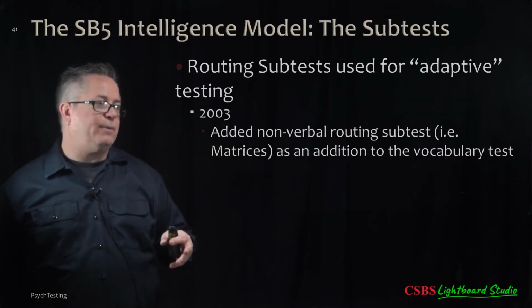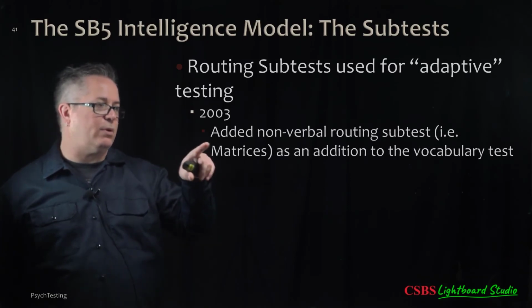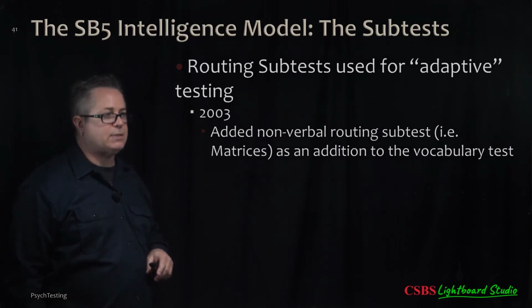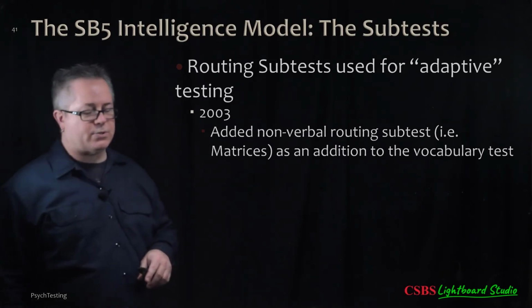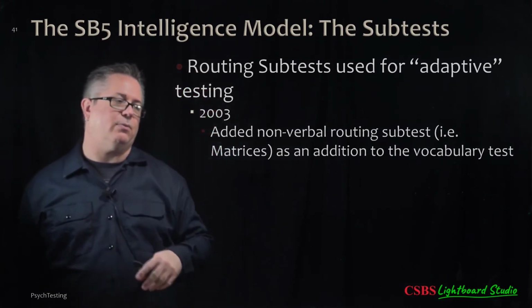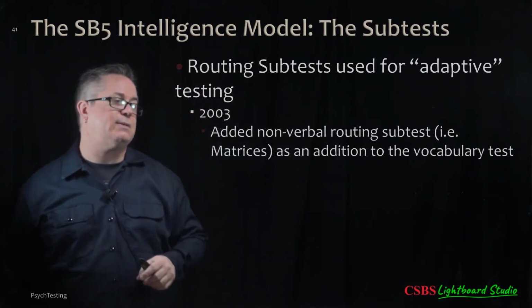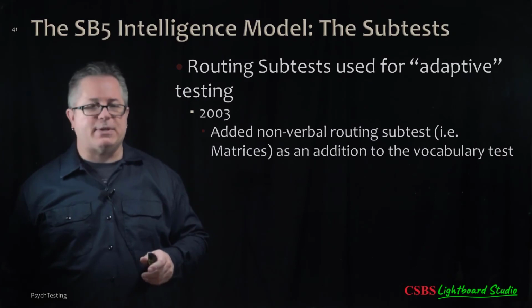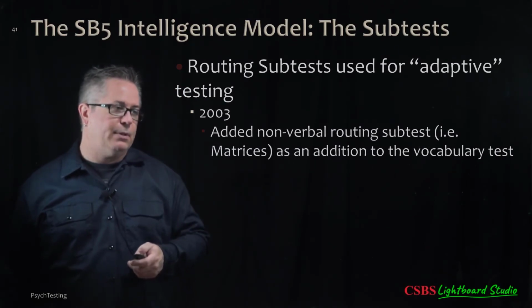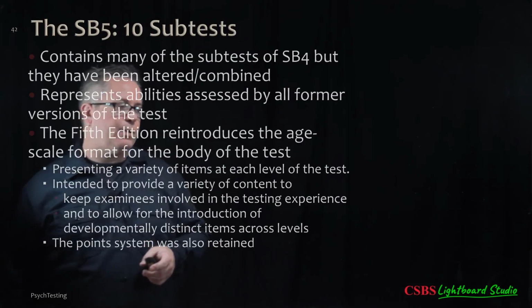So in 2003, they started adding more nonverbal routing tests, like matrices, in addition to the vocabulary test, to make sure that as they were routing to the right age and getting to a good starting point for the test, it wasn't just based on verbal. They wanted some nonverbal routing tests in there as well.